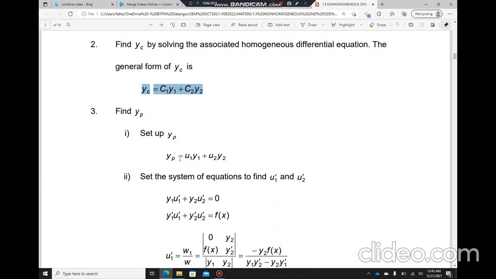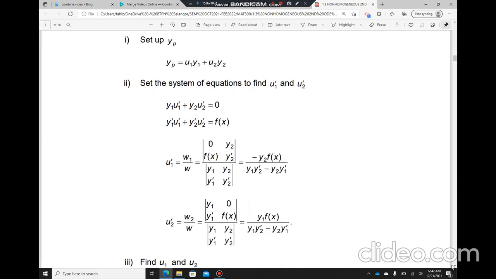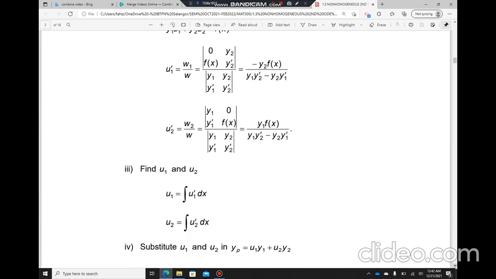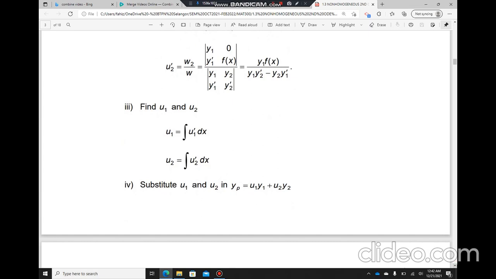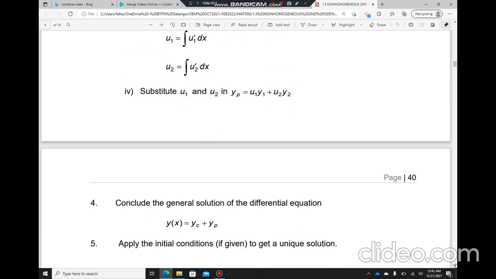Okay, YP, set up YP equals U1 Y1 plus U2 Y2. So now our aim is to find U1 and U2. So kita follow lah step ni, kena cari U1 prime equals to W1 over W and then U2 prime equals to W2 over W, and then find U1 and U2 by integrating U1 prime and U2 prime. Okay, next substitute U1 and U2 in YP. Bila awak dah dapat U1 U2, just ganti dekat sini. Then conclude the general solution of the differential equation y equals to yc plus yp, and then apply the initial condition if given.